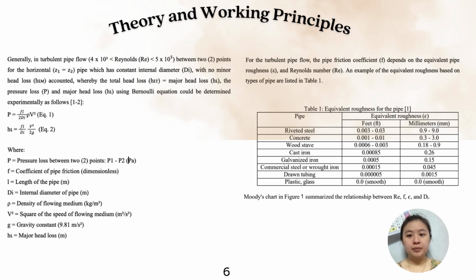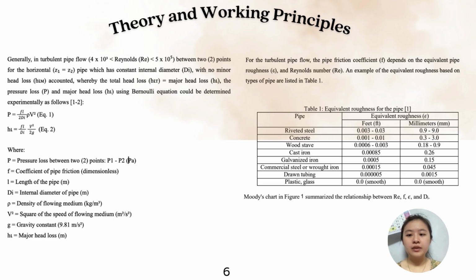For the theory and working principle, in this experiment we're focusing on major head loss. The elevation is equal to 0 as the pipe is horizontal, Z1 is equal to Z2, and the internal diameter is constant, so that there will not be any minor head loss, and the total head loss is equal to the major head loss. There are two equations in this page, equation 1 and equation 2. Equation 1 is to determine the pressure loss, and equation 2 is to determine the major head loss.